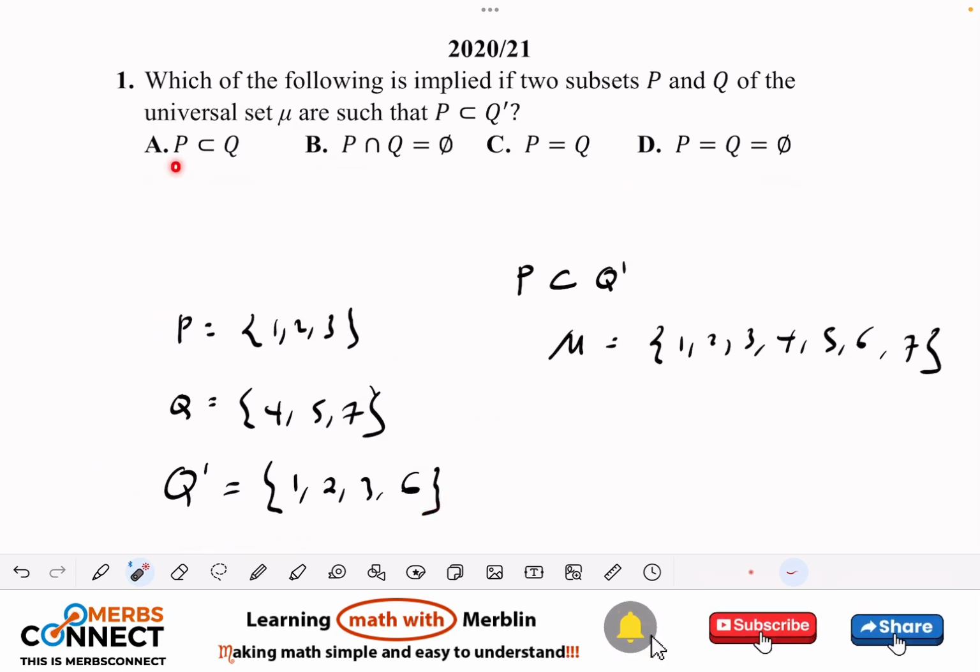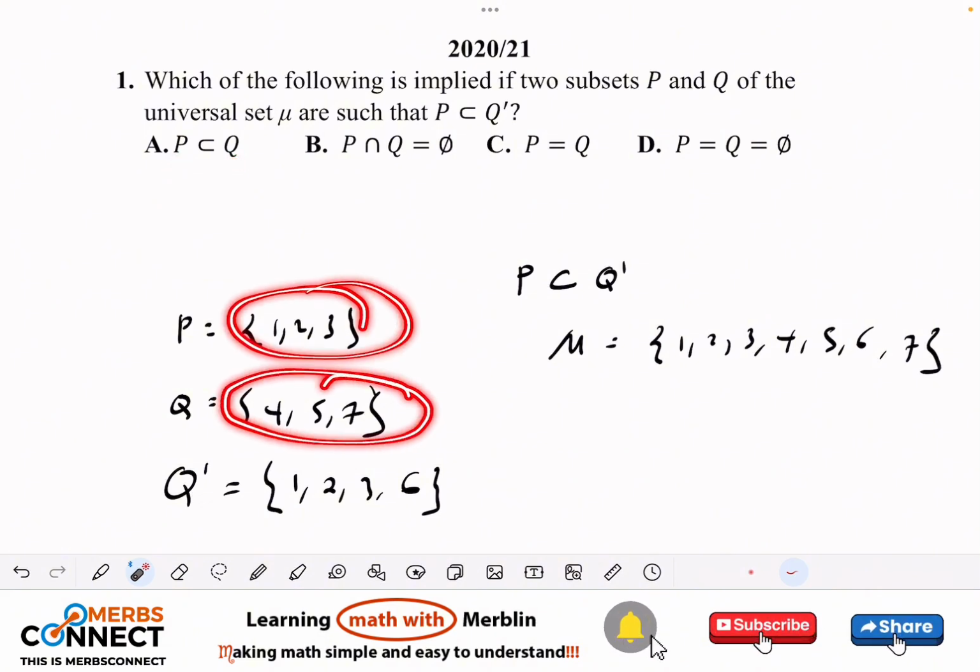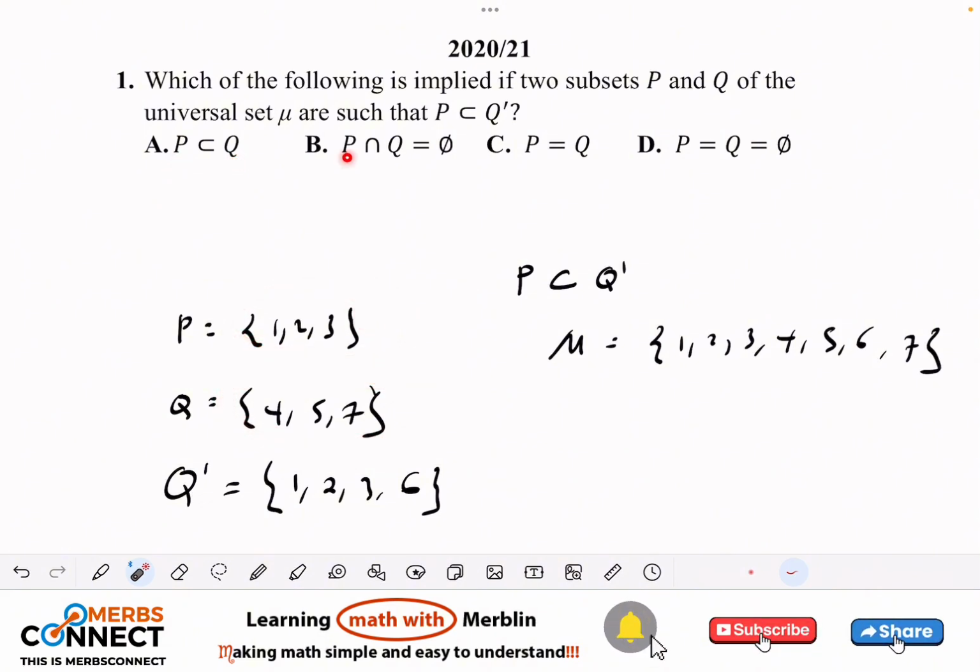Now, can we see that P is in Q? No, there is no way. P cannot belong to Q. Can we find P intersect Q? Yes, of course. P intersect Q. There is no element which is common to them. So definitely P intersect Q is empty. So it means that the best option that we need to think about here is B.